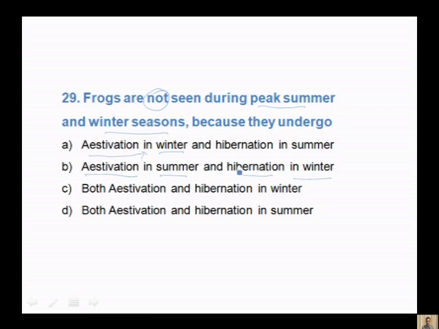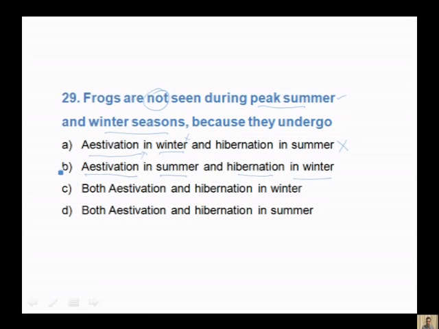Due to these two adaptations, we cannot see frogs in large numbers at peak summer and winter seasons. Look at option A. Estivation in winter is wrong. Estivation takes place in summer season, and hibernation not in summer. Hibernation takes place in winter season. Hence option A is wrong.